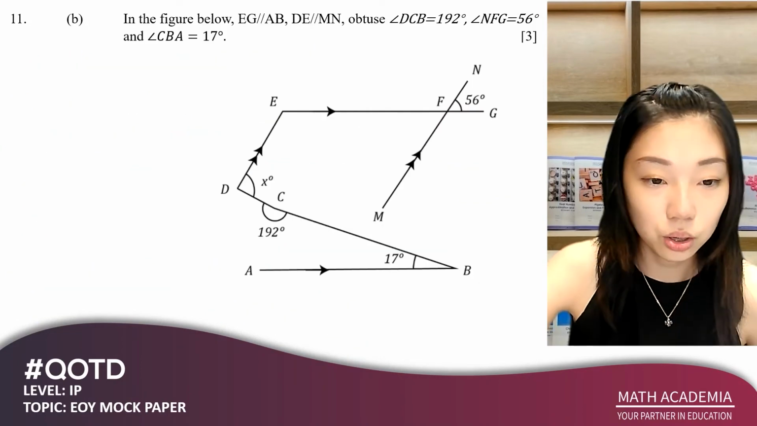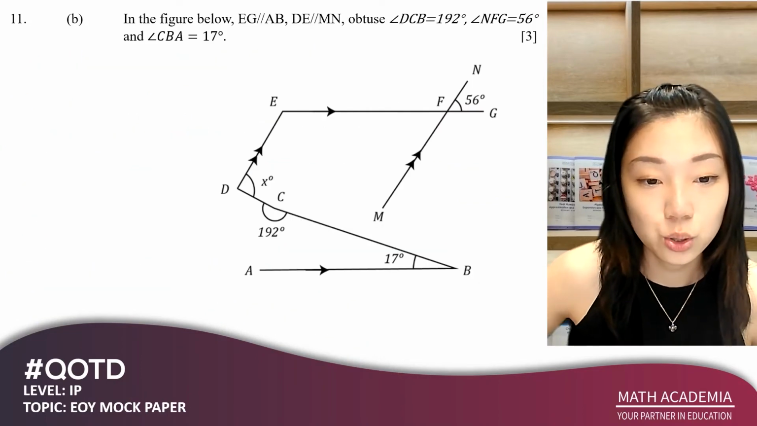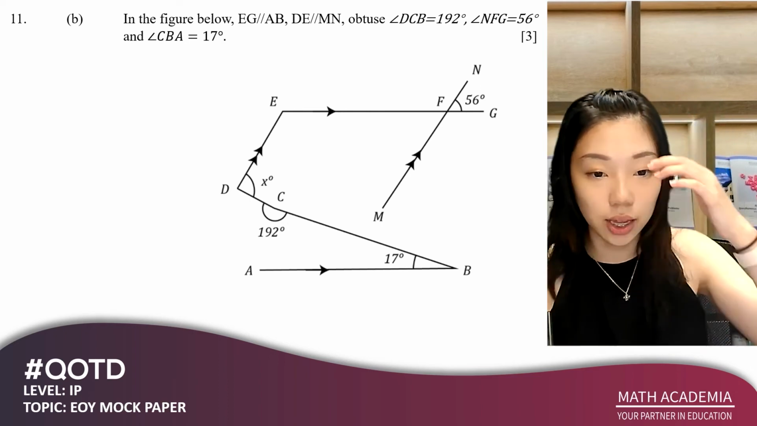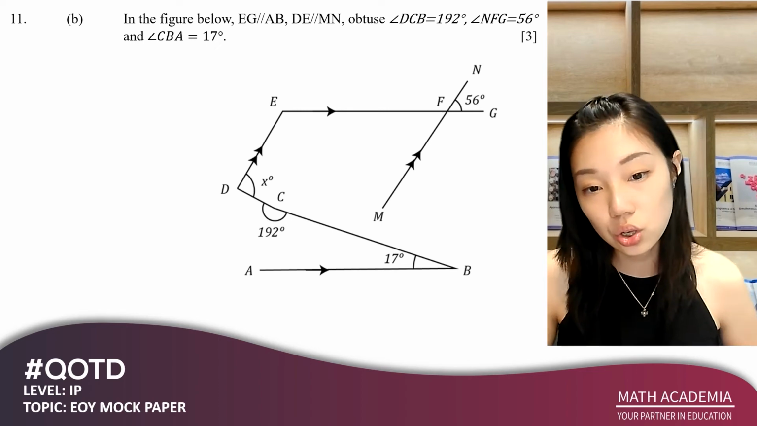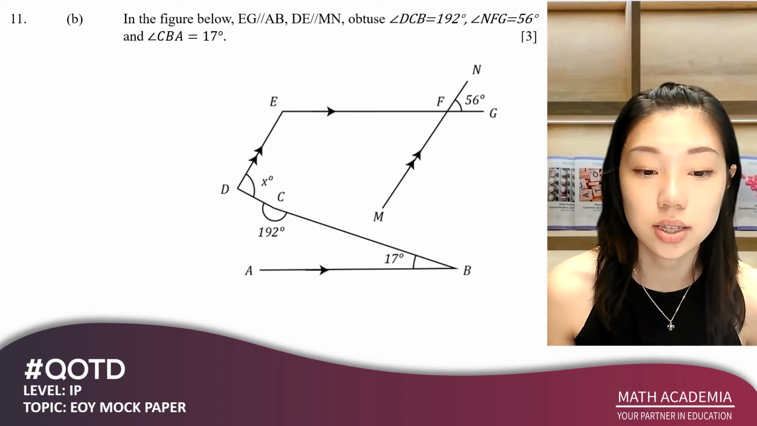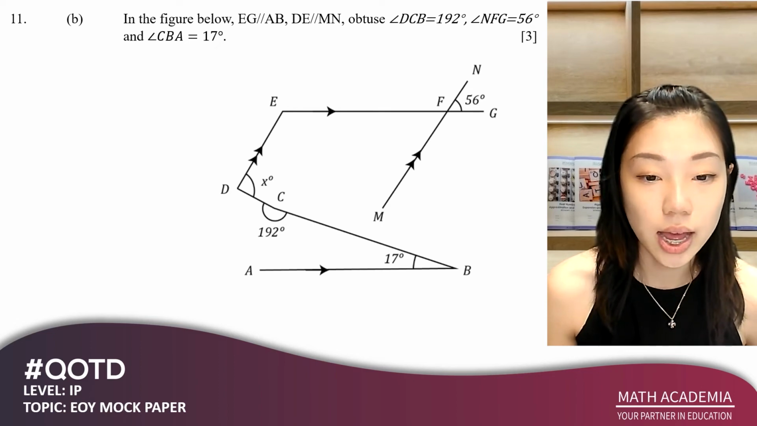Okay, let's move on to part B. In the figure below, we have 2 pairs of parallel lines. We know that obtuse angle DCB is 192, angle NFG is 56, and angle CBA is 17. They want us to find angle X.